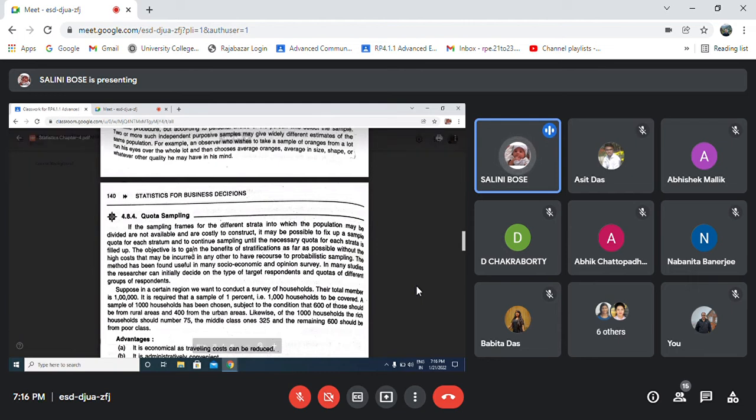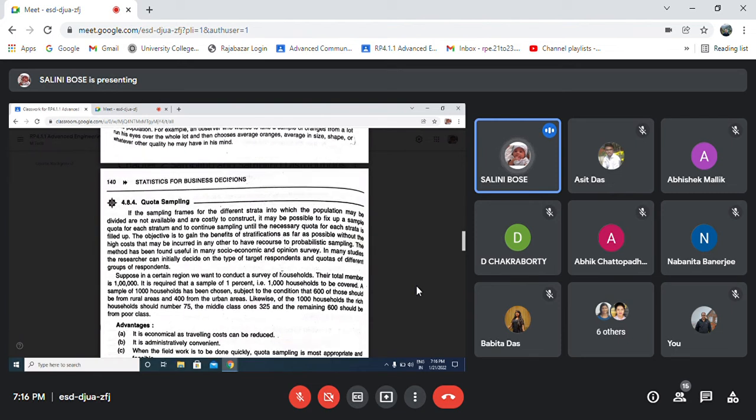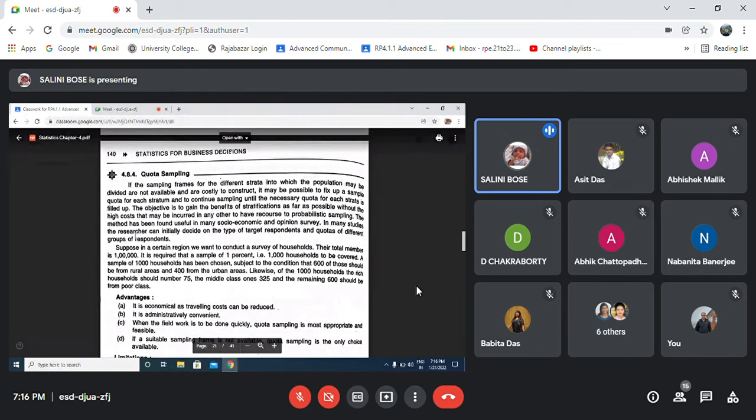The objective is to gain the benefit of the stratification. You get the advantage of stratification. And secondly, you can get the target of respondents and quotas of different groups of respondents. So for an example, suppose in a certain region we want to conduct a survey of households. Suppose the total number is 1 lakh.